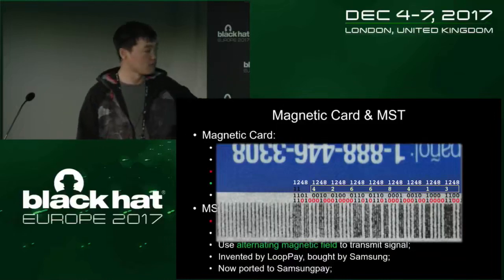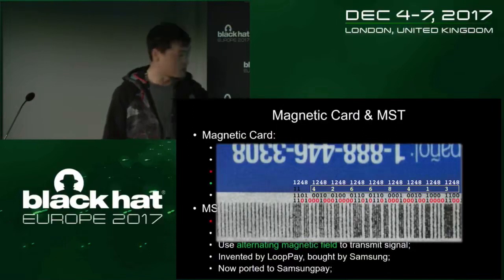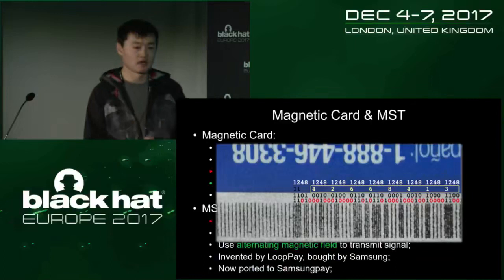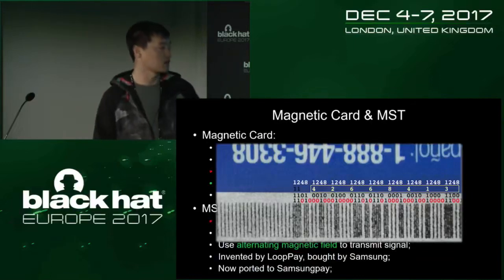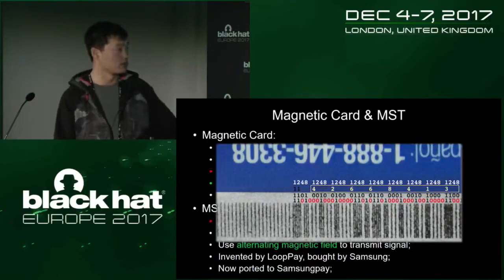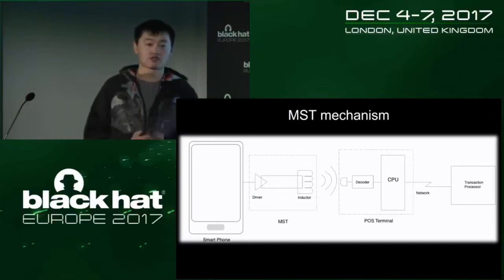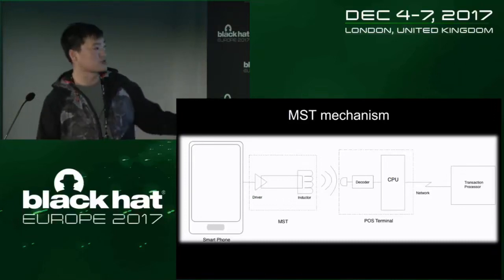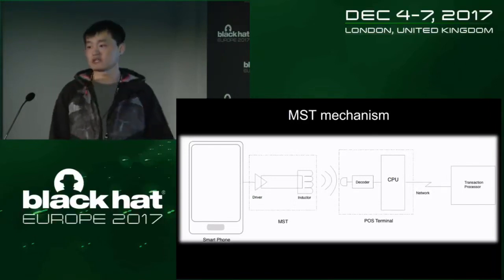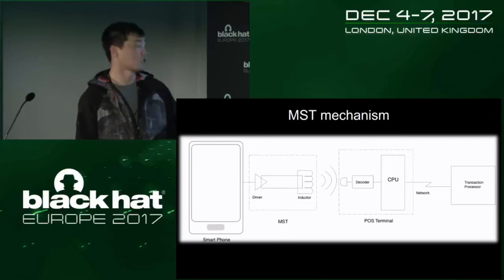If we put some magnetic powder on the card, we can see some lines, some thin and some fat. That's the pattern of the information stored on it. I extracted a picture from the patent of the MST technology, and this is how MST works.